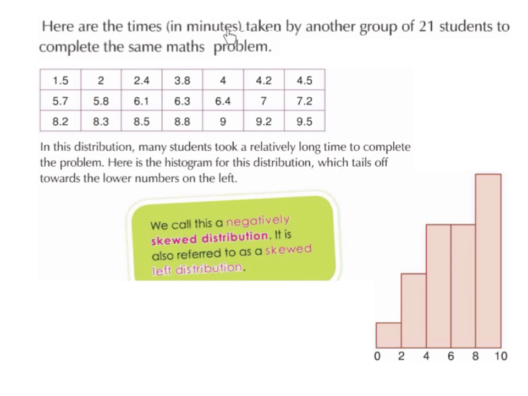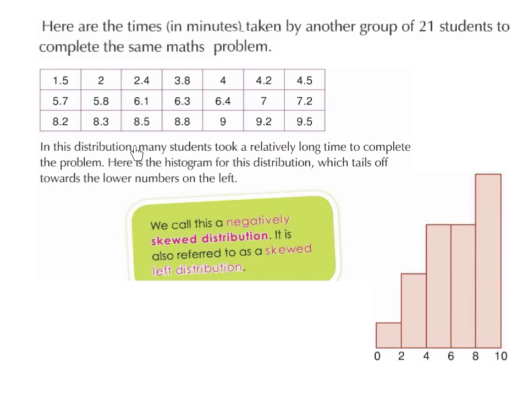Here are the times in minutes taken by another group of 21 students to complete the same maths problem. So we've drawn out the data for these 21 students on this histogram down here. And it's very obvious that the most number of people took between 8 and 10 minutes to complete the maths problem, because that is the highest bar. And the least amount of people took between 0 and 2 minutes, because that's the lowest bar.